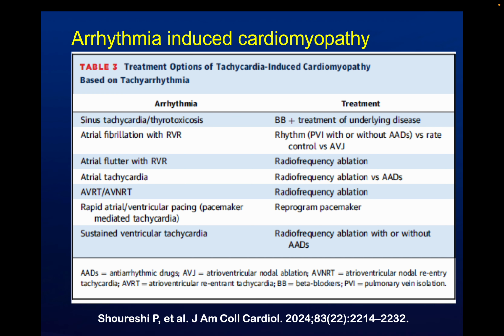So, essentially, an arrhythmia inducing a cardiomyopathy can be classified as either the arrhythmia worsening a pre-existing cardiomyopathy, as was seen in our first case, or an arrhythmia itself being the cause of the cardiomyopathy. In both cases, we may have to ablate the arrhythmia in order to improve the pumping function or the ejection fraction and thereby stabilize the heart failure.